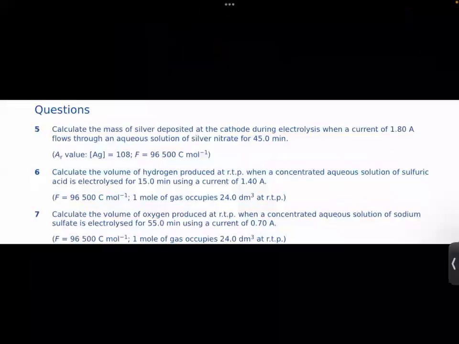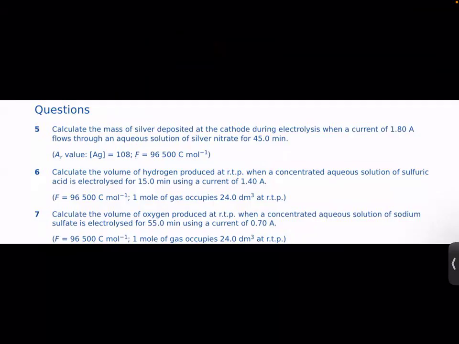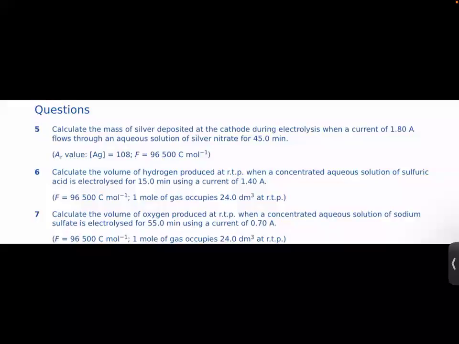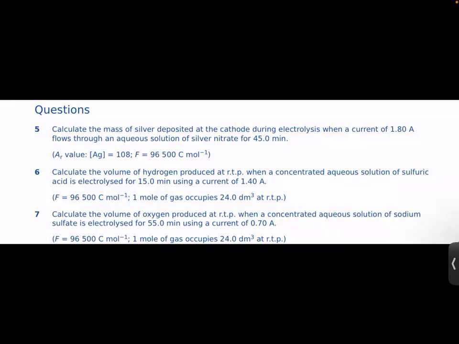See question number 6. This is related to the volume, not the mass. Just try, then I will solve it. I'm giving you only 2 minutes, not more than 2. Okay, so see this. I'm going to solve it.